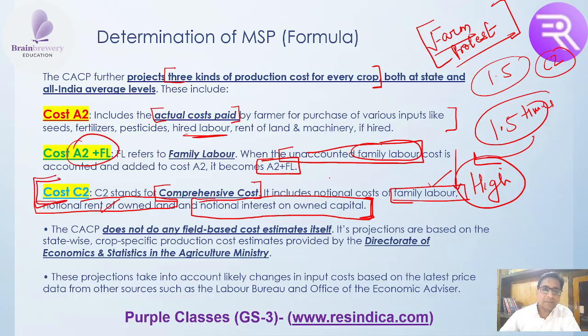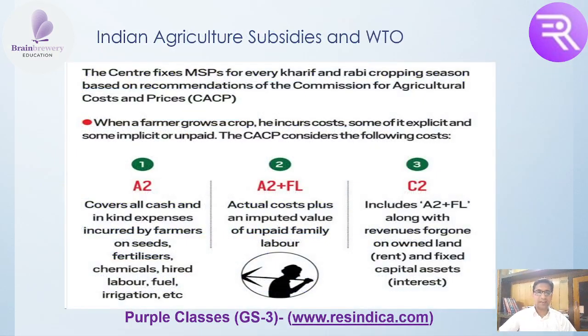This CACP does not do any field-based cost estimation. They just get the data from the states: what is the cropping pattern, how much a state is growing rice, how much a state is growing wheat. The CACP is not doing any field work. They are just taking the data from the states, how much crop, what type of crop, where that crop is grown, from the Directorate of Economics and Statistics in Agriculture. Then these projections are used to find out what is going to be the MSP of that crop.